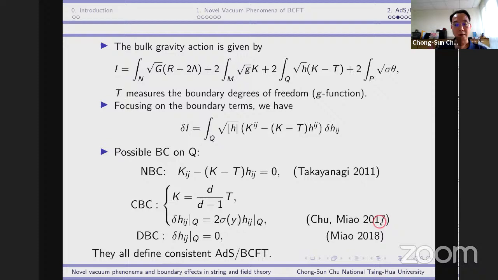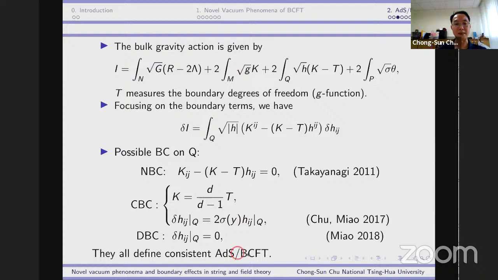A few years ago, we looked at the problem and realized that there could be another form of boundary condition. For example, we can take a conformal boundary condition, so we fix the conformal class of the metric on Q. Then if you substitute this there, you see that there's a trace, h^{ij} contracted, and so you get a trace condition. So instead of the whole matrix Einstein equation, now you get the trace part of the Einstein equation. And of course, you can also take delta h equal to zero, then you don't get any constraint on the surface Q. Okay, now they all define consistent AdS/BCFT.